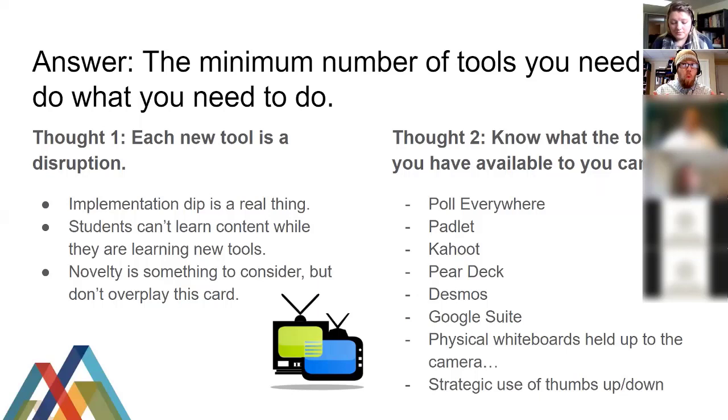Now, when you realize there's a hole in your system in the sense that you're trying to gather a piece of evidence that the tools you have available to you aren't able to do, now you go out for a new tool. But then with thought number two, knowing what those tools can do, now you know what you're looking for.